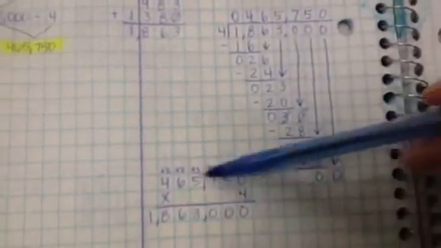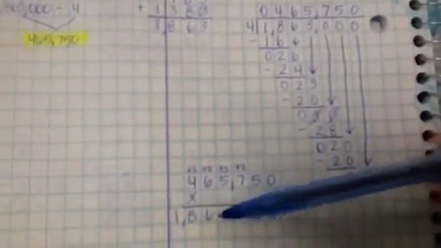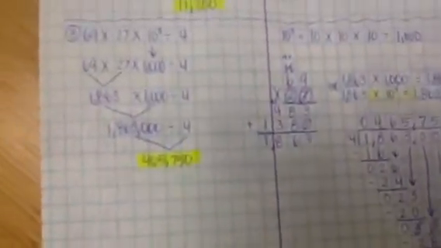And to check our work, I do the opposite of division, which is multiplication right here. So I take my answer, 465,750 multiplied by 4, and I should get that number right there, which is 1,863,000. And that is how I got my answer. If you still need help with this, you can go back and watch the video, okay? Watch it again.